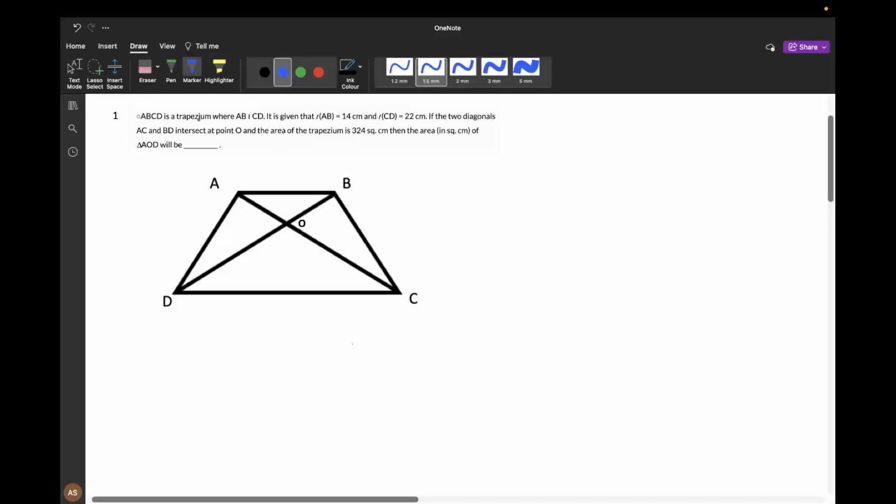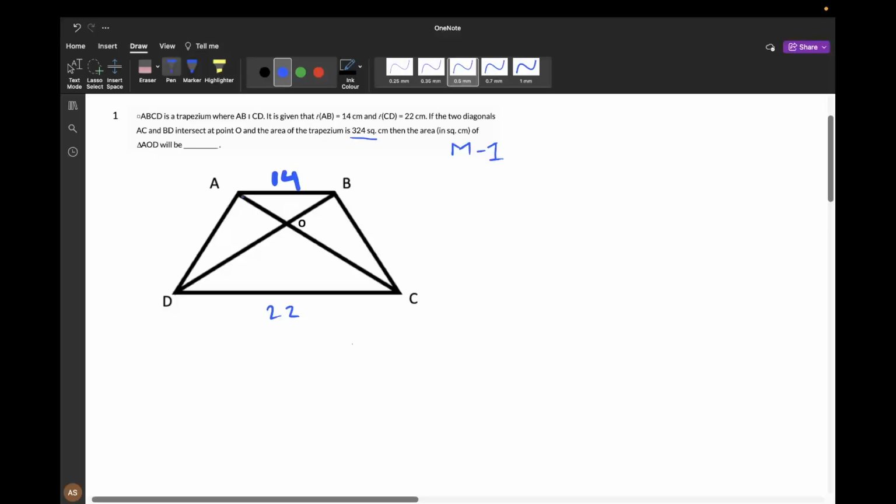Quadrilateral ABCD is a trapezium where AB is parallel to CD, as you can see in the figure. It's given that the length of AB is 14 centimeters and the length of CD is 22 centimeters. If the two diagonals AC and BD intersect at point O and the area of the trapezium is 324 centimeters square, then the area of triangle AOD is. So let's try with method one.